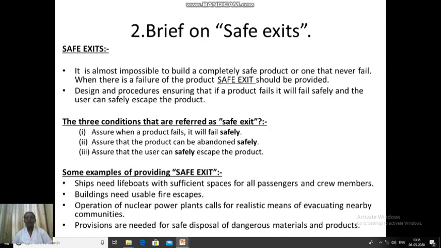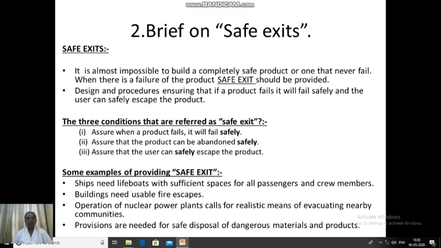Second question, brief on safe exits. It is almost impossible to build a completely safe product or one that never fails. When there is a failure of the product, safe exit should be provided. Design and procedures ensuring that if a product fails, it will fail safely and the user can safely escape the product. The three conditions that are referred to as safe exit are: assure that when a product fails, it will fail safely; assure that the product can be abandoned safely; assure that the user can safely escape the product.